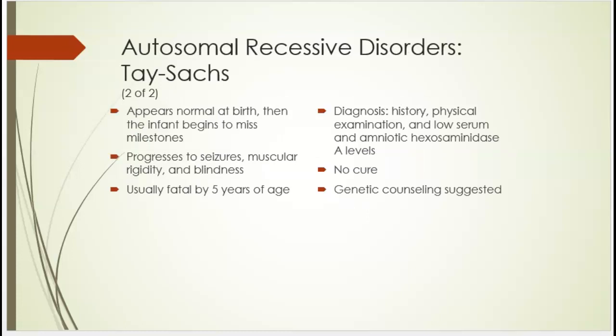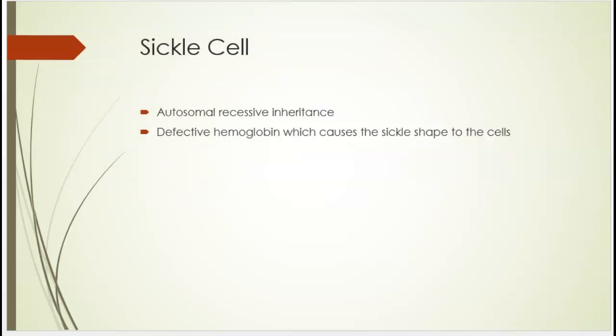So these patients appear normal at birth. The infant begins to miss milestones. It can progress to seizures, muscle rigidity, any neurological signs or symptoms, and it can be fatal by 5 years of age. There's no cure. So once again, like I said, I believe there's a lot of genetic counseling to make sure that it's prevented.